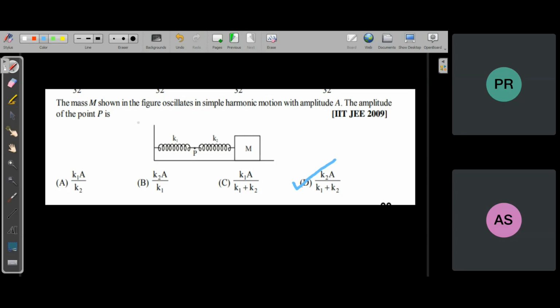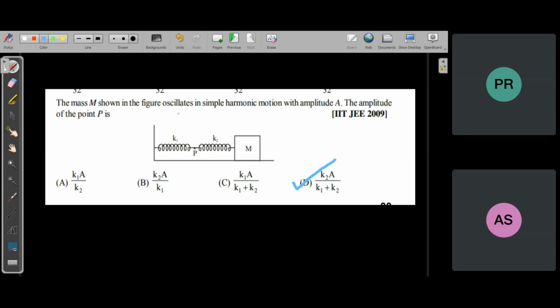So simply, we know that for F equals minus K, we're finding both forces. And then what did you do then? Finding the force, we can say this is a series combination. We can write that force equals K1 K2 by K1 plus K2 into N. Yeah, correct. Okay, then. We know the amplitude will be force by K.